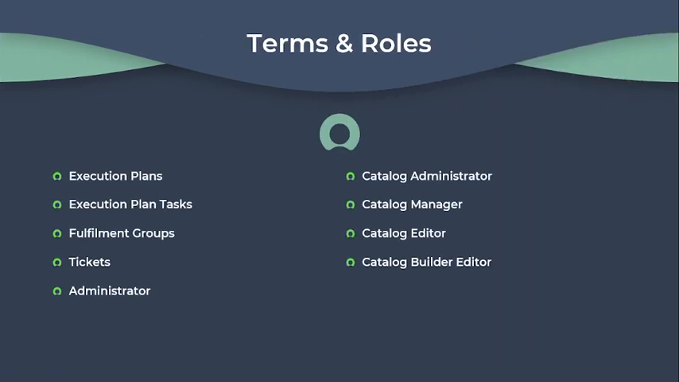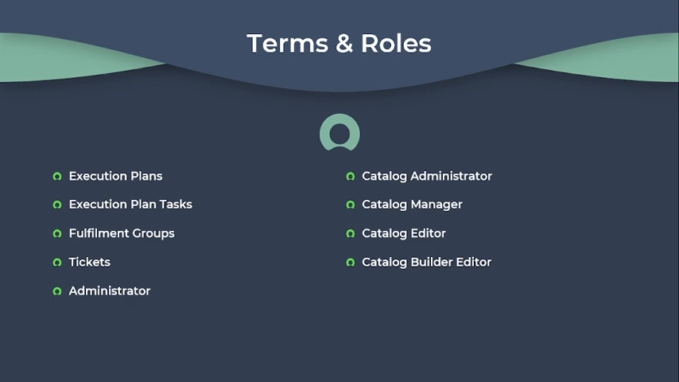Then terms and roles. The ServiceNow catalog application uses terms and roles to manage different aspects of the application. First, service catalog terms. The first is execution plans. Execution plans define how something gets delivered. For example, a PDA could go through procurement, activation, and installation of desktop software. Then execution plan task. Plan tasks represent a step in the execution plan, are associated with the fulfillment group, and have an approximate duration.